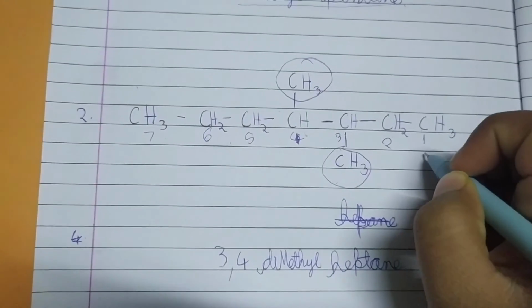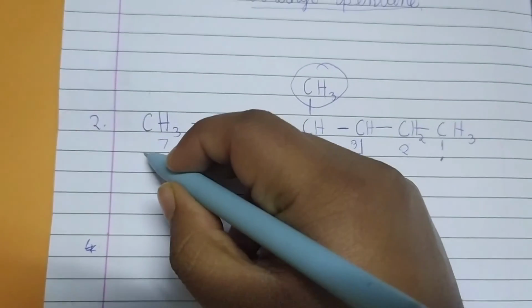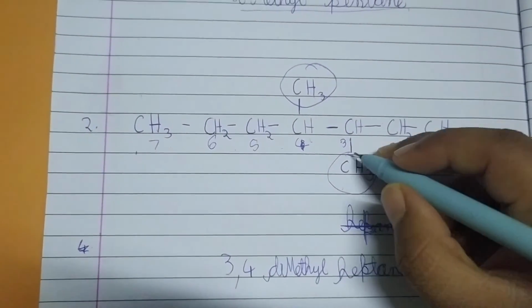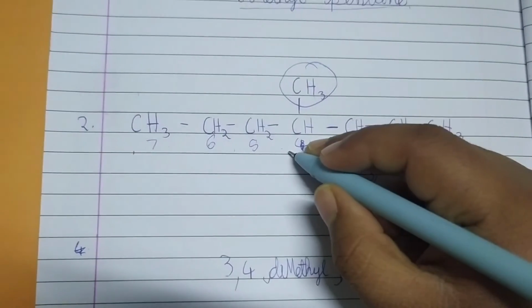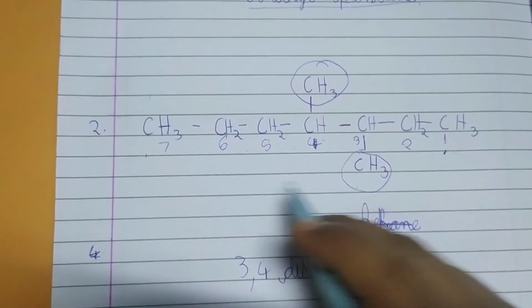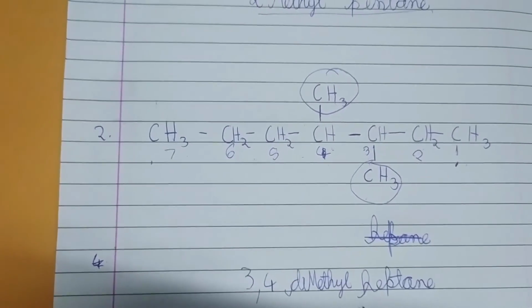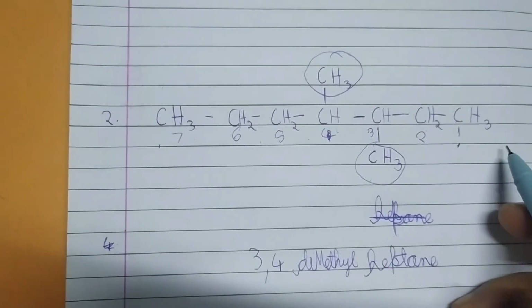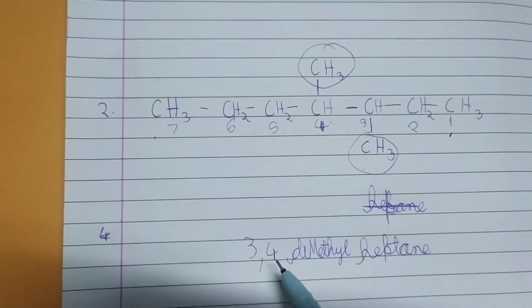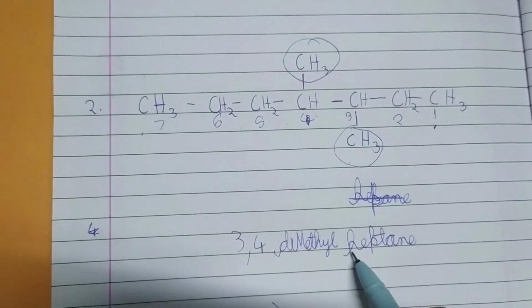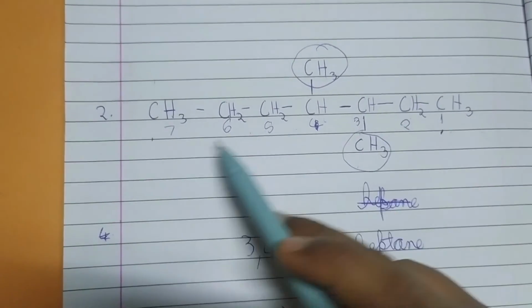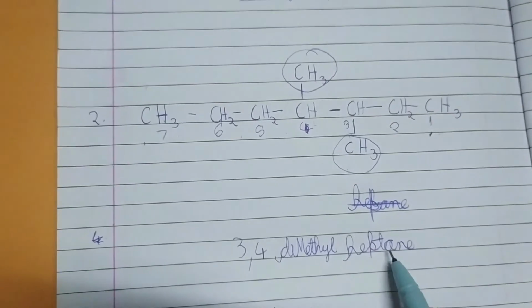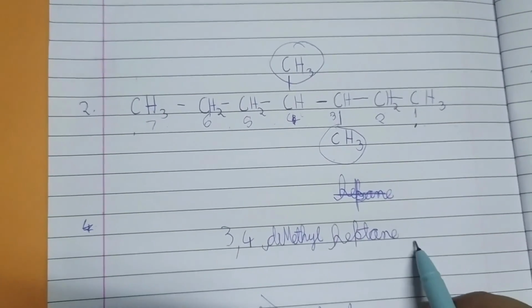So we are going to number it from here to here, because when we number it from here to here, we get the locant numbers as 3 and 4, but when we number it from here to here, we get 4 and 5 as locant numbers. So according to the locant rule, we have to number it from right to left. Hence 3, 4 dimethyl heptane is the IUPAC name, because 7 carbon molecules are present, so the word root is hept, no double bond, therefore the primary suffix is ane.